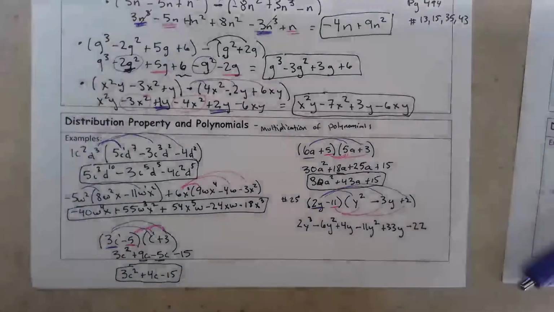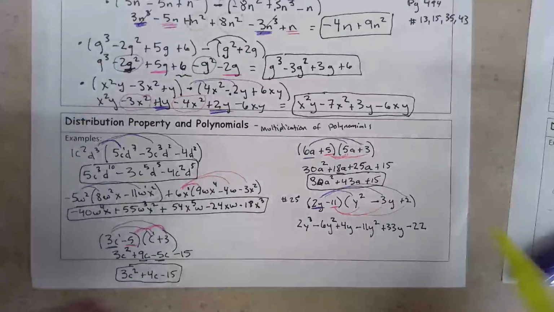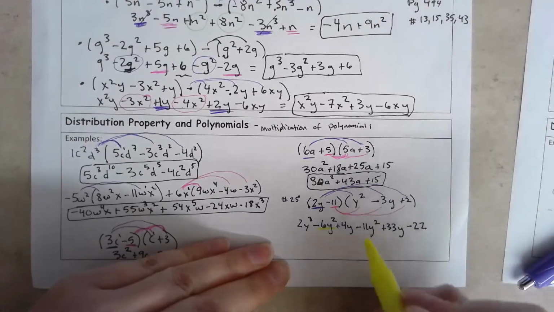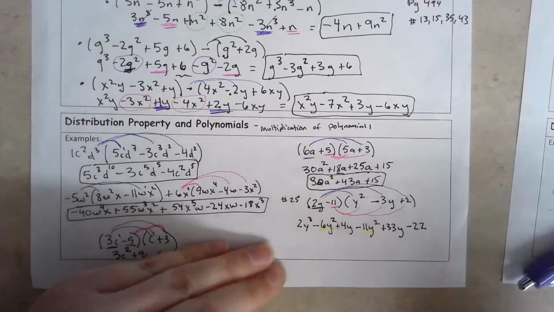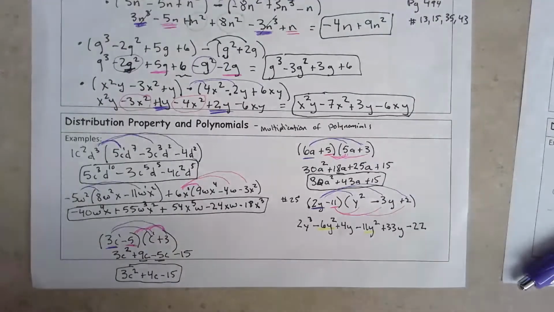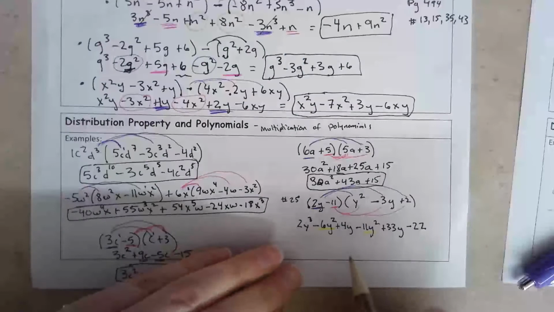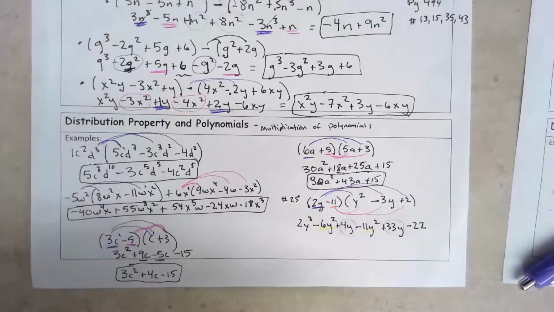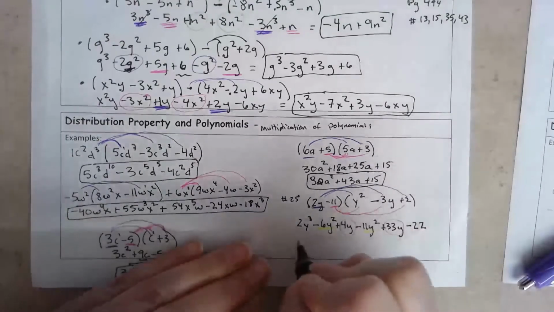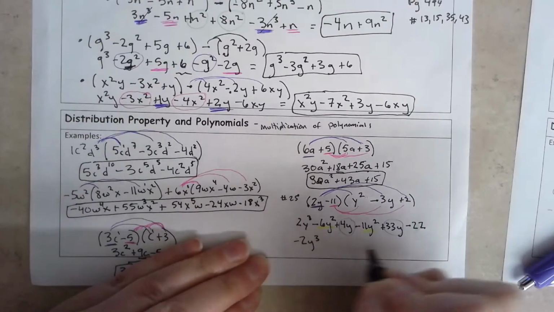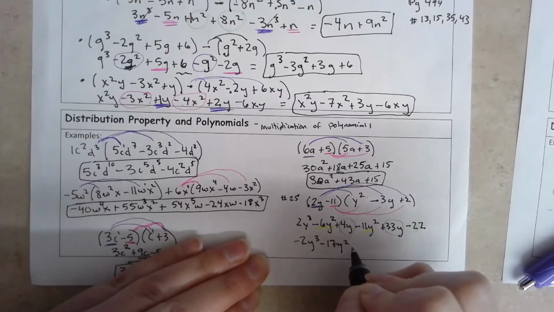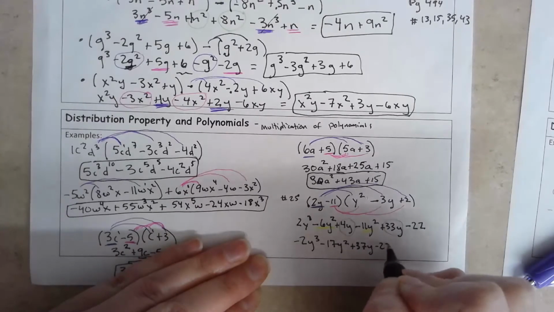Okay, we're going to look for like terms. I have a negative 6y squared and a negative 11y squared. I also have a 4y and a 33y. So those can combine. So I get 2y cubed minus 17y squared plus 37y minus 22.